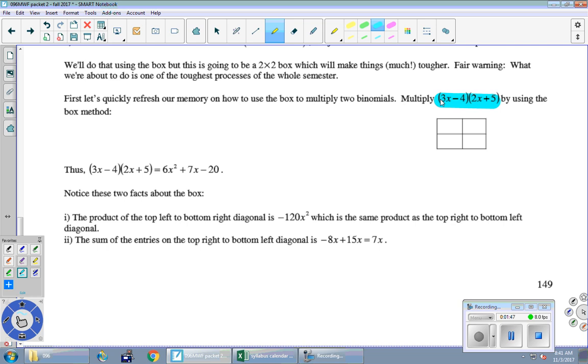So what we're going to do is multiply these two things here by using the box method. So this will be a quick review for us. So let's go ahead and fill in. On the left-hand side, I'll put the 3x and the minus 4, and on the top, we'll put the 2x and the plus 5. And then remember, the idea is we fill in every one of these rectangles with the area, what goes in the top left when we multiply the length and the width.